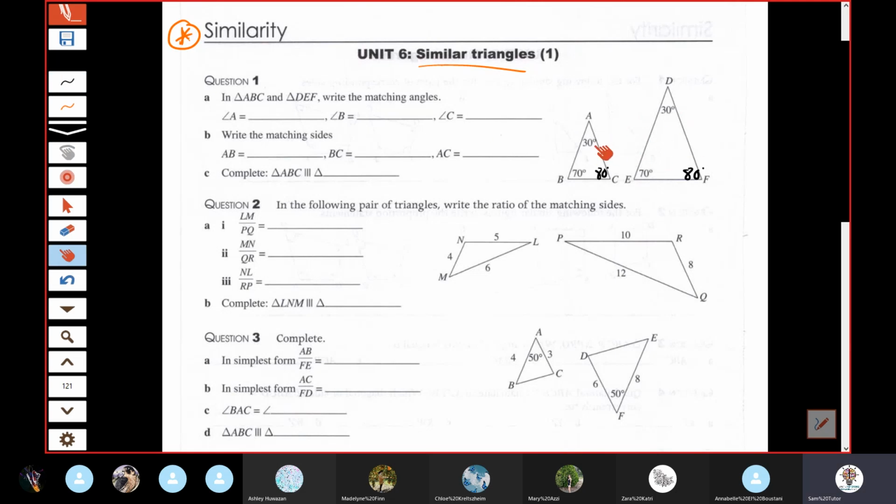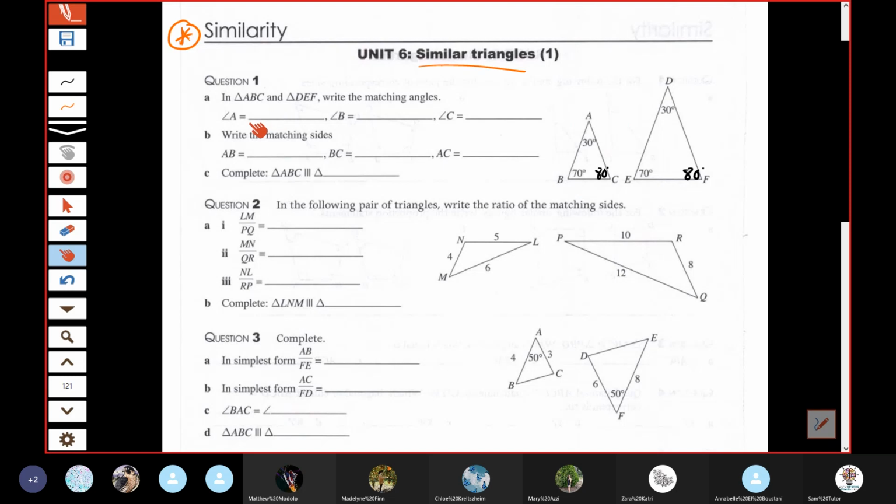As you can see, they have the same angles, but the triangles are different in size. One triangle's smaller, the other's larger. So in this case, we say these triangles are similar. They're not equal. Now, when we have similar triangles, usually we've got to find the matching angles and eventually the matching sides. Pretty straightforward.